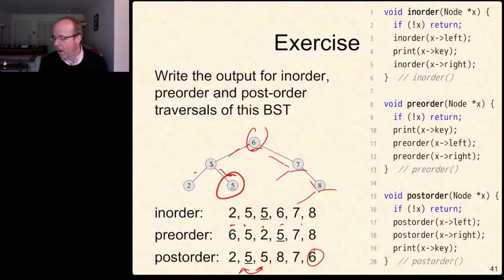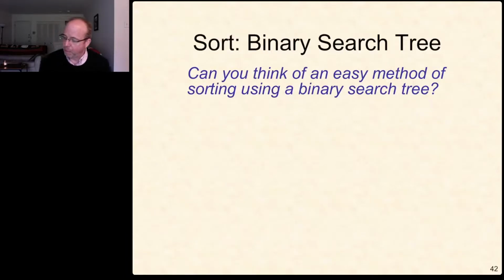Okay. But with this definition, there's something kind of interesting about the in-order traversal. The in-order traversal is in order. That will turn out to be kind of interesting. I forgot that this was going to be a question I was going to ask you. So given that the in-order traversal is in order, that gives us a way of sorting something using a binary search tree.